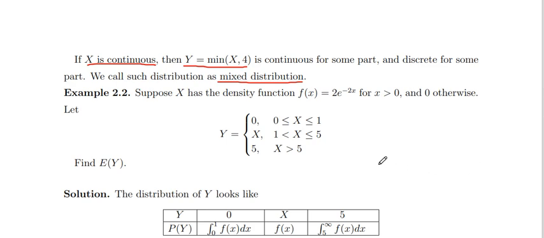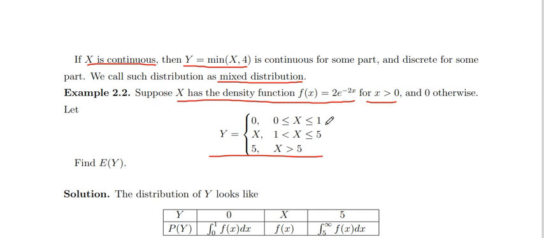Okay, so let's check this problem. Suppose X has a density function like this. So X is from 0 to infinity. But if we define Y like this, when X is between 0 and 1, we define Y as 0. When X is between 1 and 5, Y equals X. When X is larger than 5, Y is 5. We can regard Y as a payment, right? So 1 is the deductible.